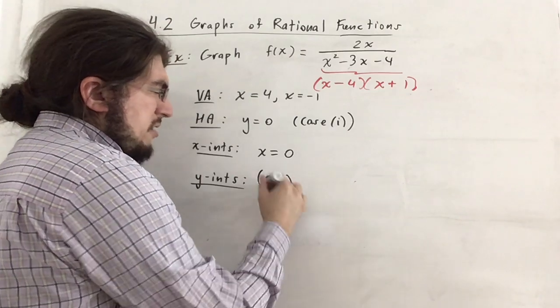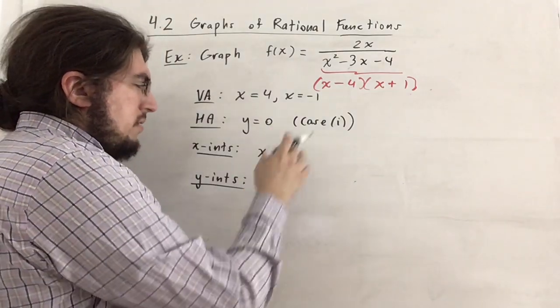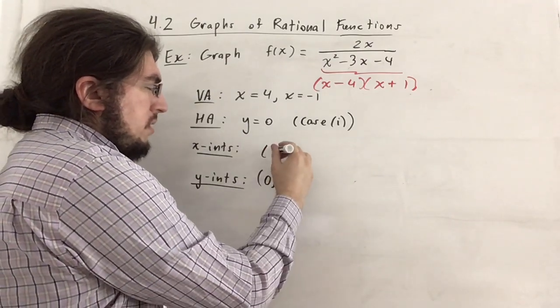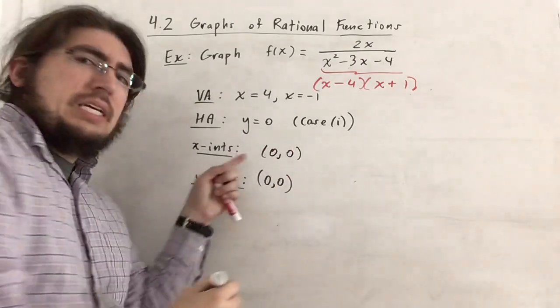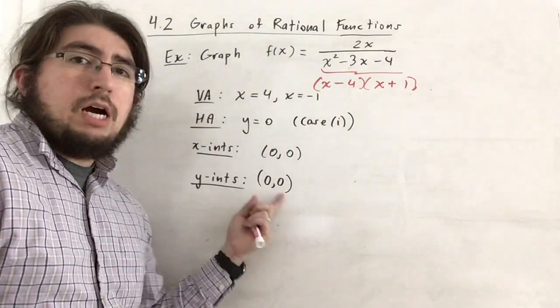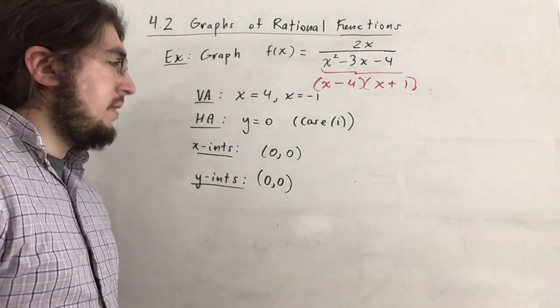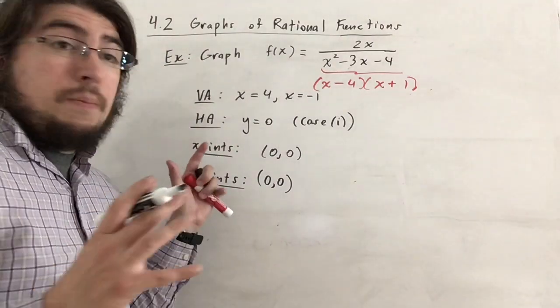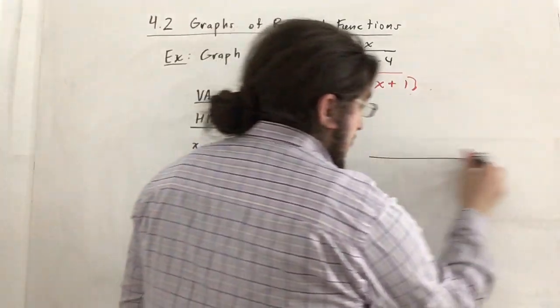And I should have said that here too. X equals 0 is the x-intercept, but the point specifically is 0, 0. Because remember, it's the x value comma 0. Here it's 0, the y value for the y-intercept. But in any case, it's the same point. Right, so now let's see if we can put this all together and start graphing things.